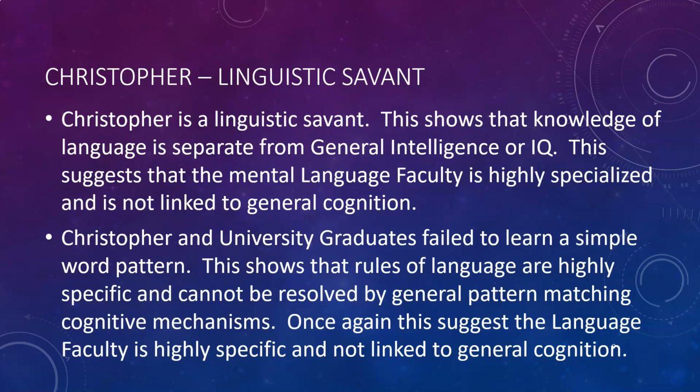The puzzle consisted of having to learn an invented language, but which included one rule which we know that no natural language has. In other words, this was a rule or a pattern that could be inferred using general intelligence, but had no linguistic basis. The researchers expected that the highly intelligent university students would be able to solve the puzzle easily, whereas Christopher would struggle. In fact, the findings were even more interesting than that. Neither the university students nor Christopher were able to solve the puzzle.